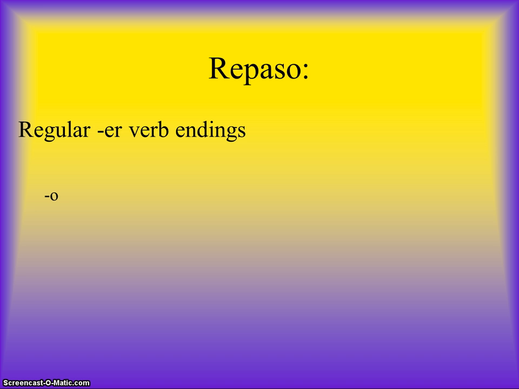Regular ER verb endings, just like the other verb endings, have a set pattern. The ER verb endings are o, es, e, emos, éis, en. Remember the accent over the vosotros form.